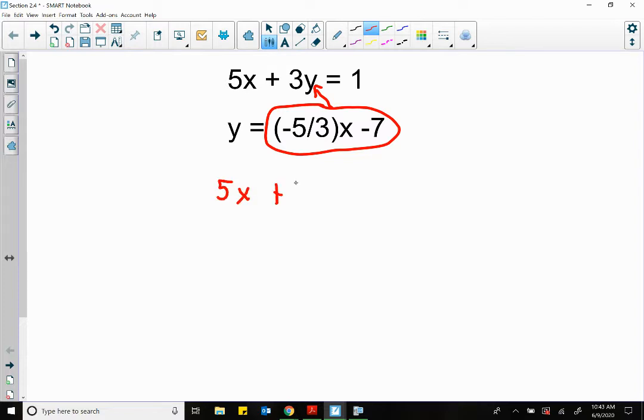5x plus 3. Oh, I see y. What is y? It's that entire piece right here. And I put this in parentheses just so you know it's a fraction. So that's negative 5/3 x minus 7 equal to 1. All I did was replace the y variable with what we knew it to be. And that's what I would have done on that 2.3 problem at the very end with elimination. I wouldn't have done elimination on that. I would have done substitution like this.